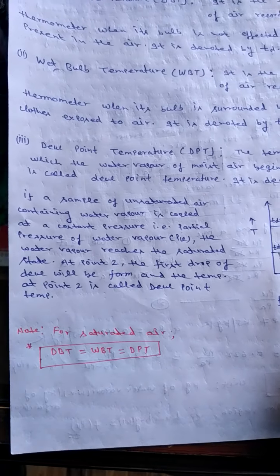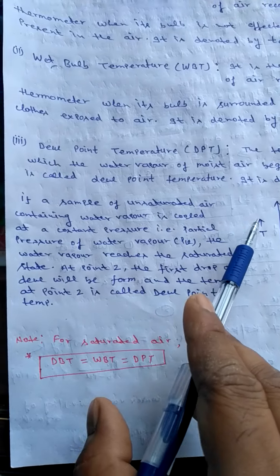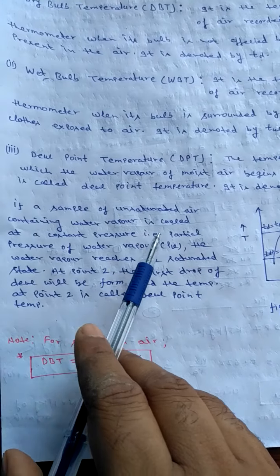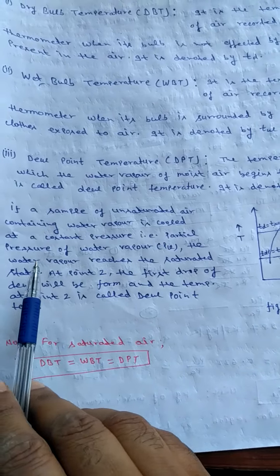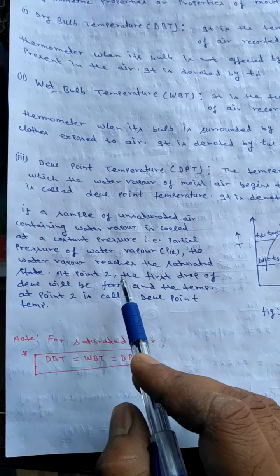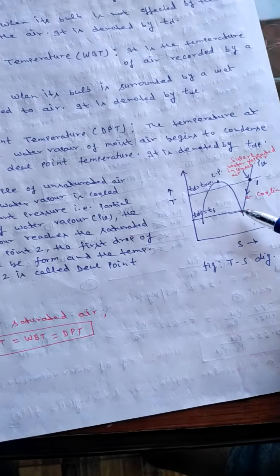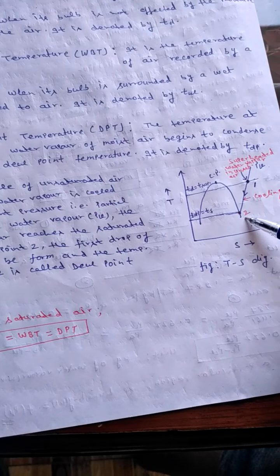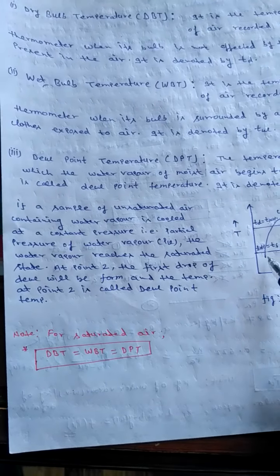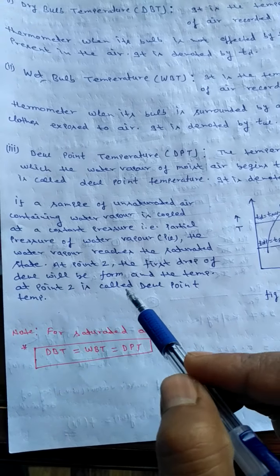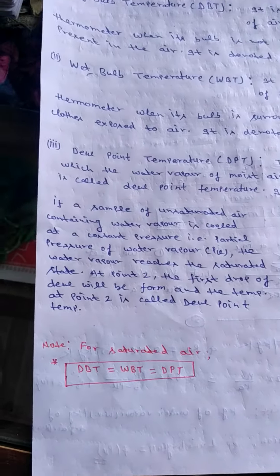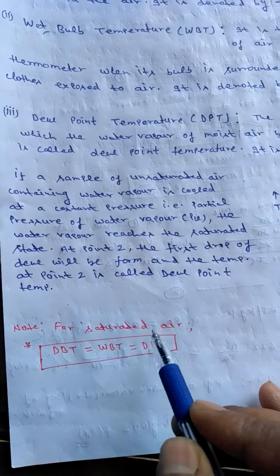Now if a sample of unsaturated air, that is point 1, containing water vapor is cooled at a constant pressure, that is the partial pressure of water vapor PV, the water vapor reaches the saturated stage. If we cool it down, it reaches the saturation stage. At point 2, the first drop of dew will be formed, and the temperature at point 2 is called dew point temperature.